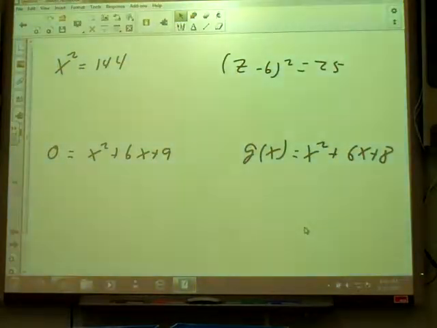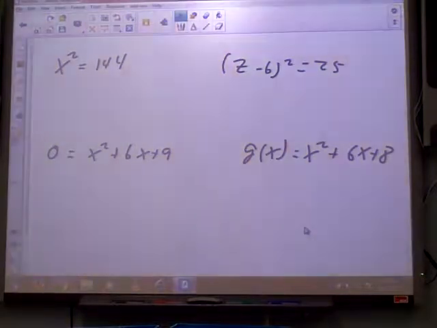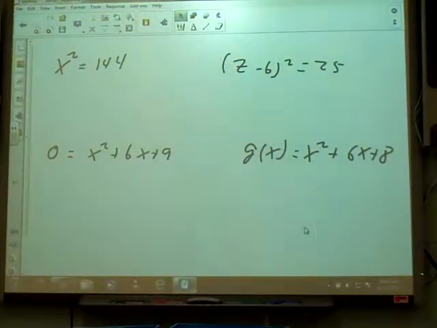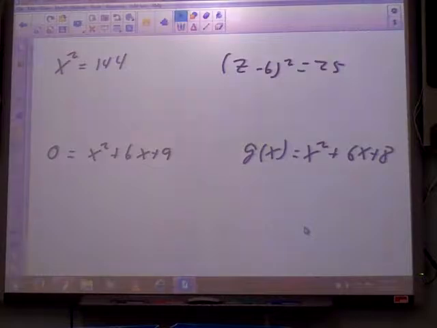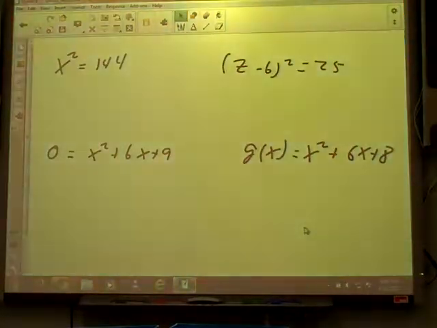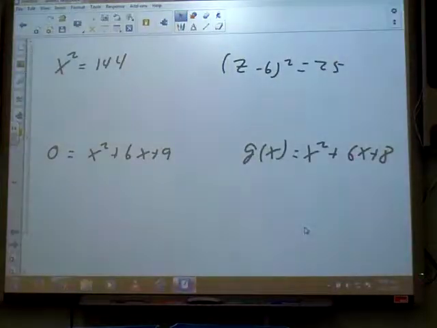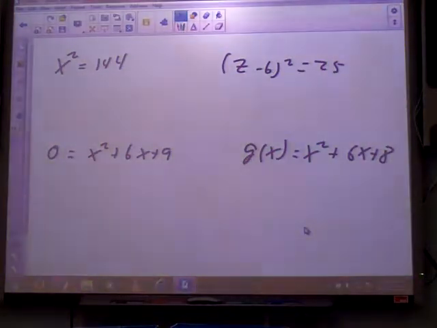You gotta square root it. Which one is number 2? What's the square root of 25? The z minus 6, positive or negative. So you got z minus 6 equals positive or negative 5. Then you need to move the 6 over. So you got to do 5 plus 6 and negative 5 plus 6.